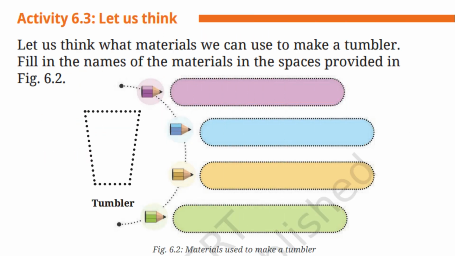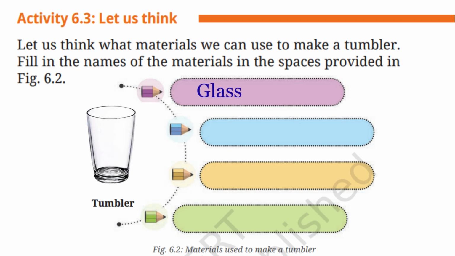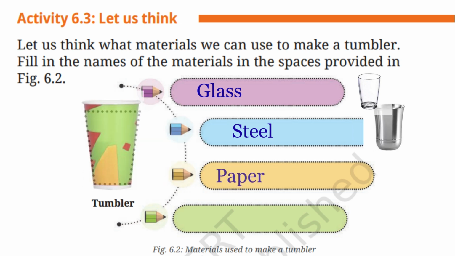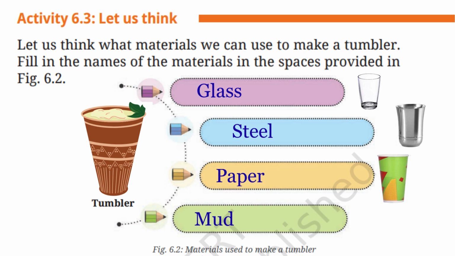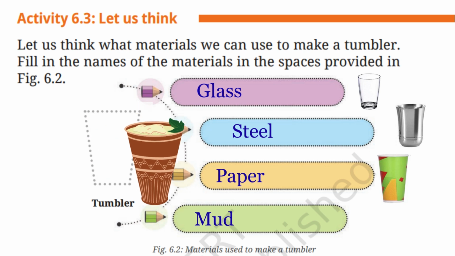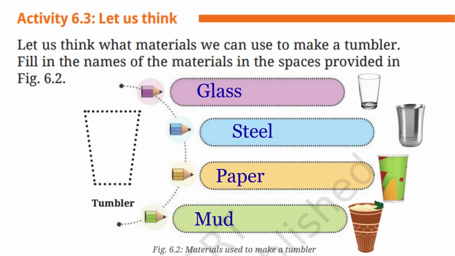Activity 6.3. Let us think. So, let us think what materials we can use to make a tumbler. Fill in the names of the materials in the spaces provided in figure 6.2. So, students, materials that can be used to make a tumbler are glass, steel, paper, which is disposable cups, and mud, which is also known as earthen tumbler. These materials are commonly used because they are hard, durable, and can hold liquids without leaking.